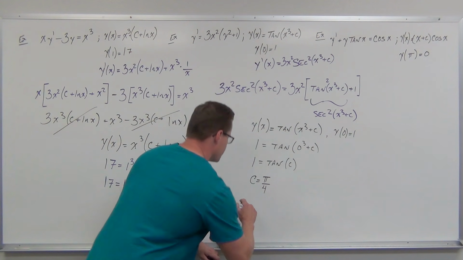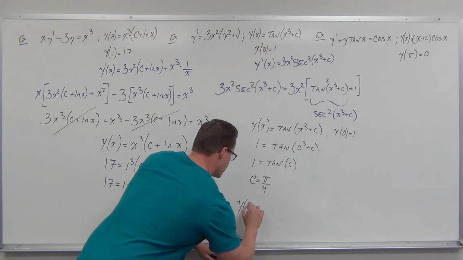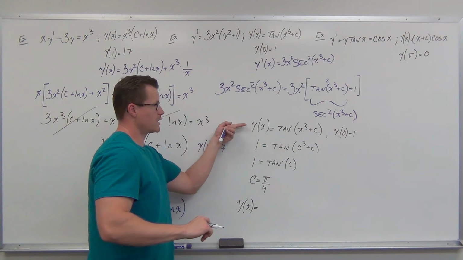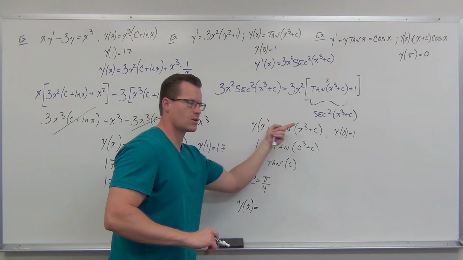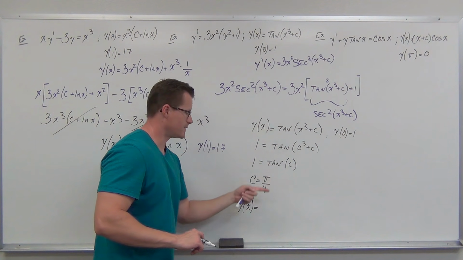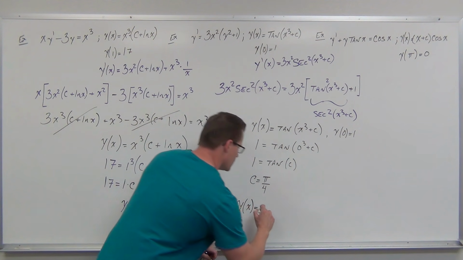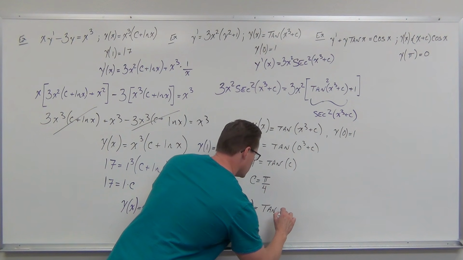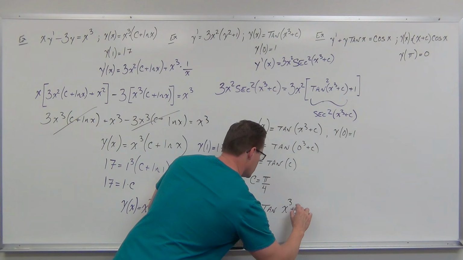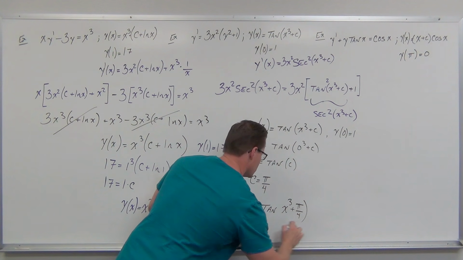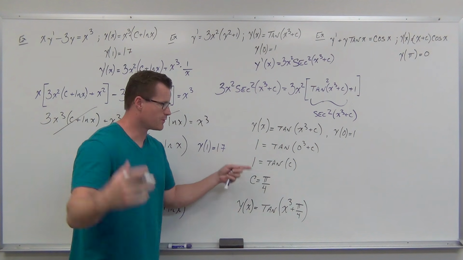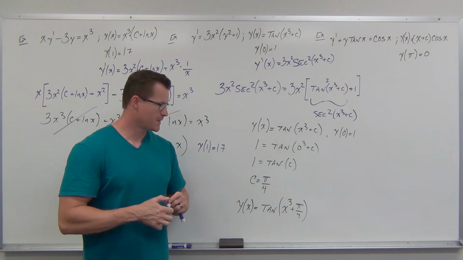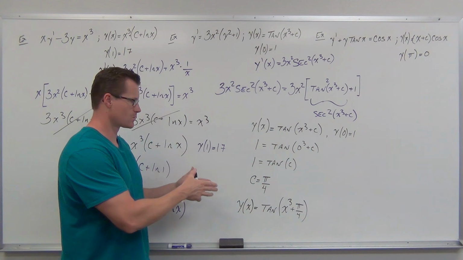Now we rewrite. Remember, I always verify, then I solve for c, I always rewrite, and then at the end I just replace the c. So that is a particular solution. Notice how solving for c gets rid of our arbitrary constant. We're good to go. That's what we're talking about.